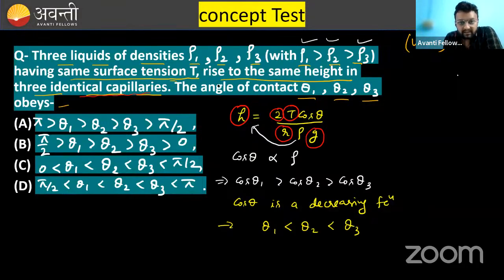Now again you can see that the liquid is rising. When the liquid rises, the angle of contact is less than 90. That means the maximum angle theta 3 should be less than 90. It should be an acute angle, that means it should be greater than 0. So the correct option is C. Clear? I hope it is clear.